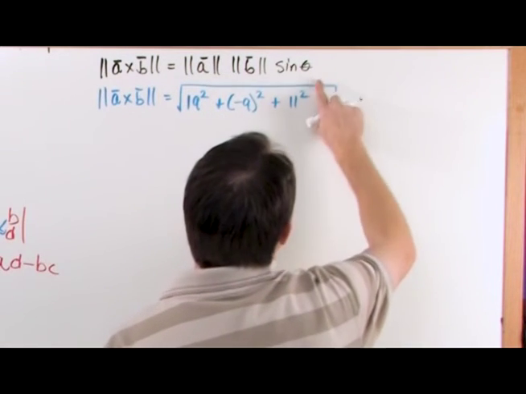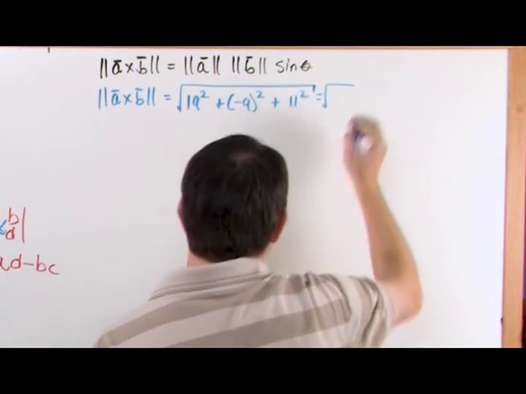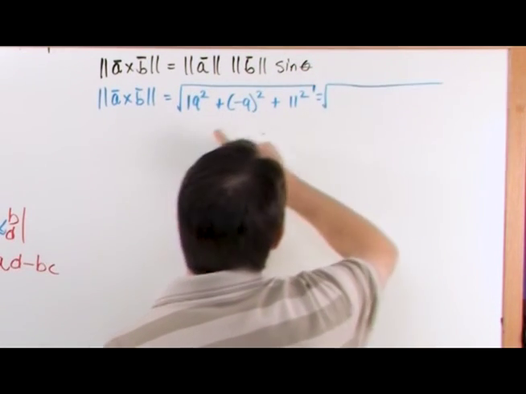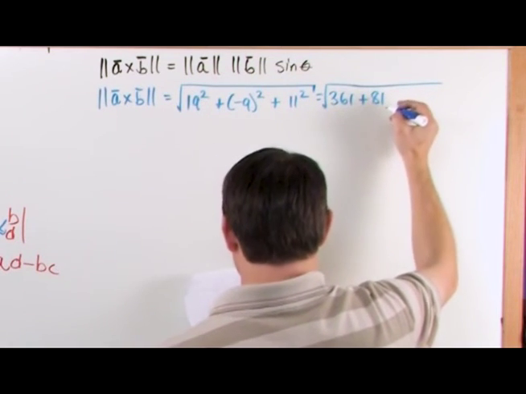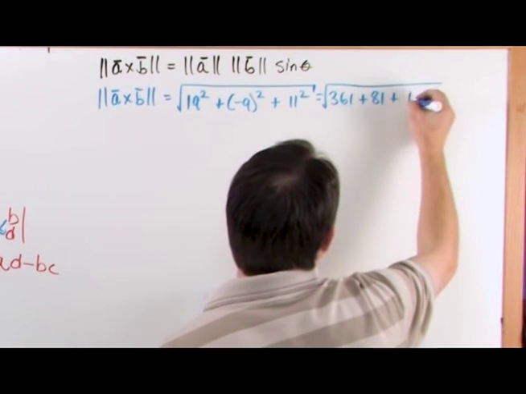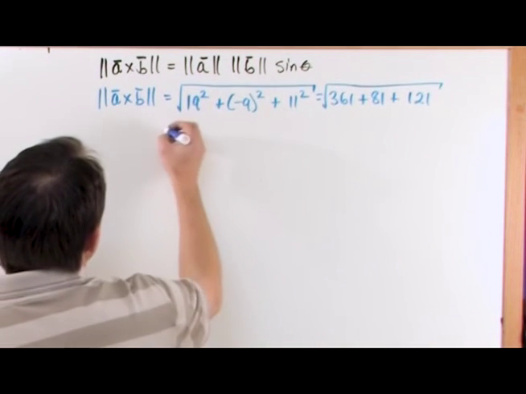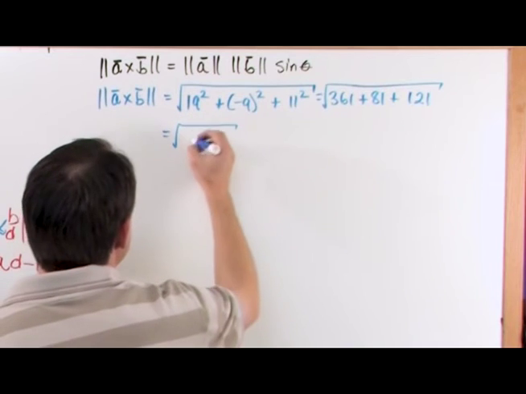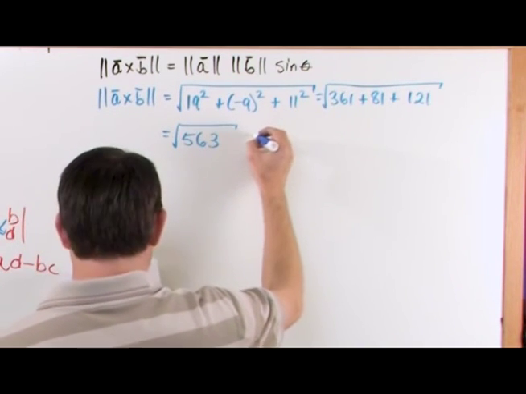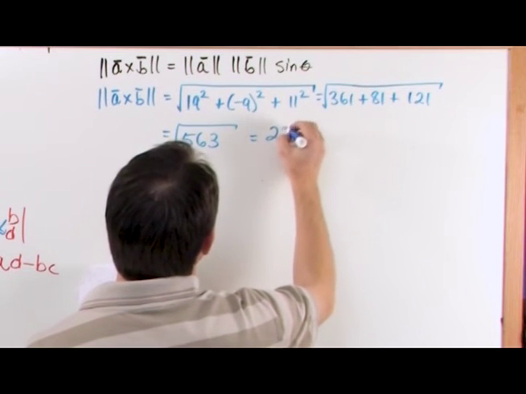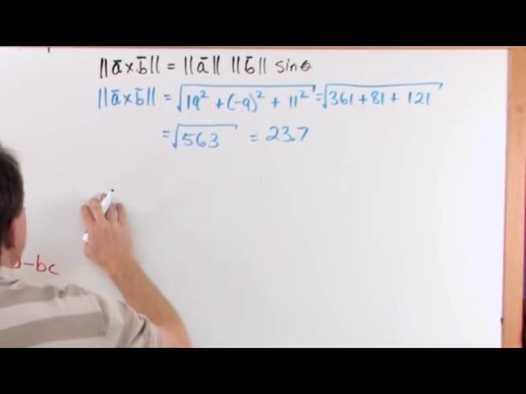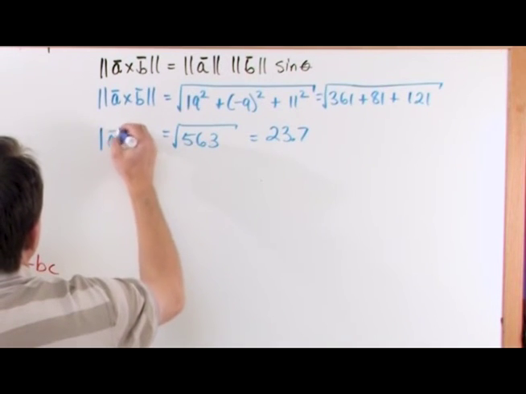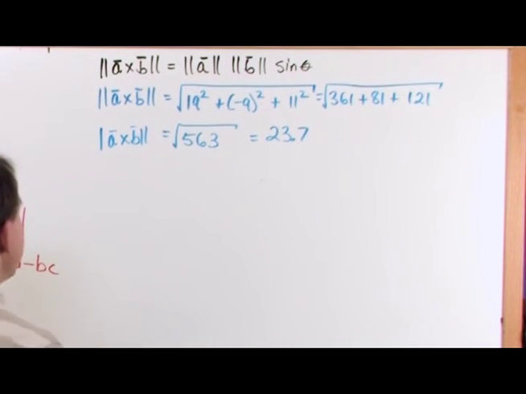So what we're going to have here is the square root of 19 squared is 361, plus 9 times 9 is 81, plus 11 squared is 121. When you add all those things together, you get 563. So what you're going to get is 23.7 roughly, when you actually take the square root. That is the magnitude of A cross B. So we have one of the things that we need to continue.